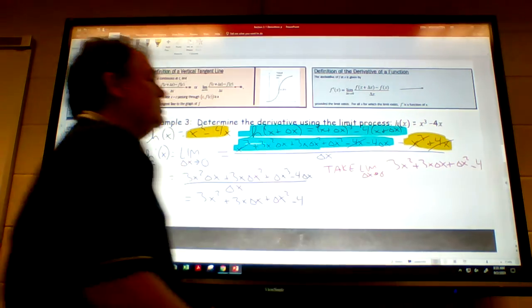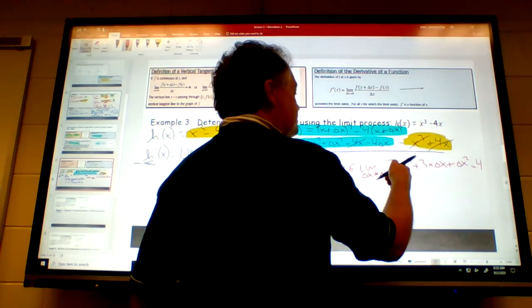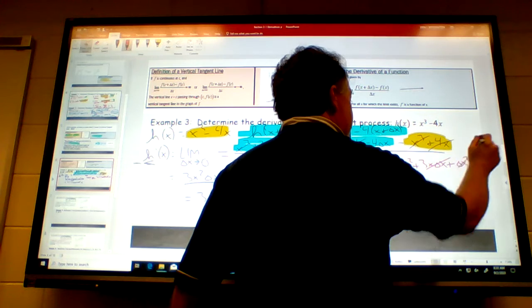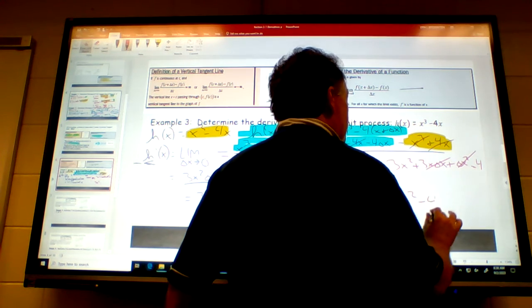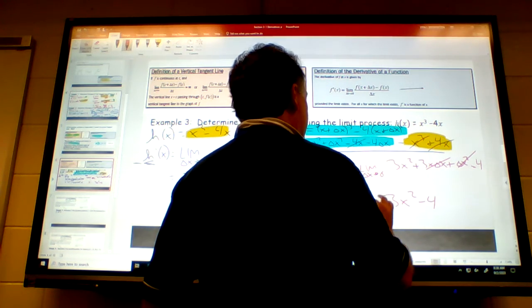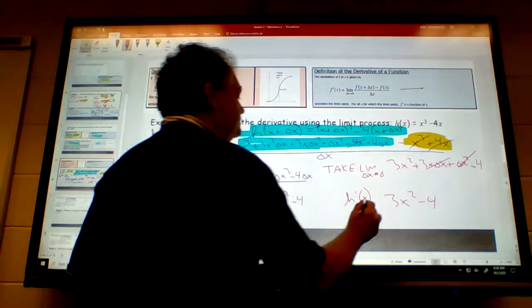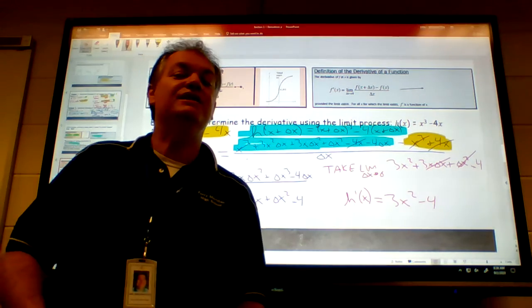All right. We're going to take the limit as delta x approaches 0 of that. When we do that, here's what we're left with. This cancels out, 0. This cancels out. And I'm left with 3x squared minus 4. So that means that h prime of x equals 3x squared minus 4. Now that is using the limit process.